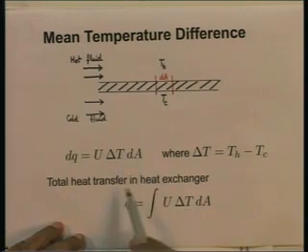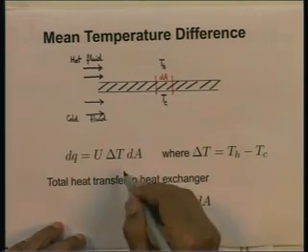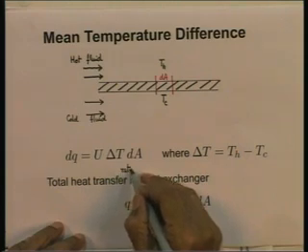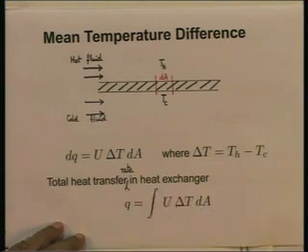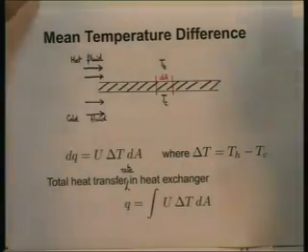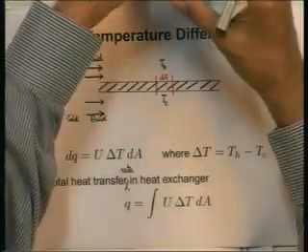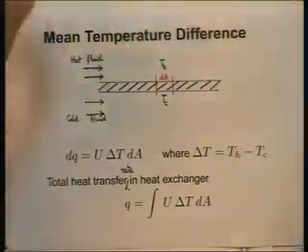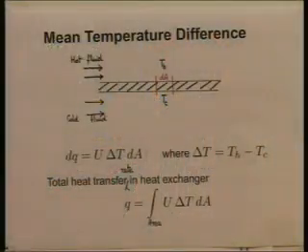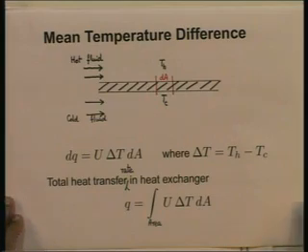So, the total heat transfer rate in the heat exchanger, Q, will be given by the integral of U delta T dA, where the integration is carried out over the whole area A of the heat exchanger. That is the total heat transfer rate.